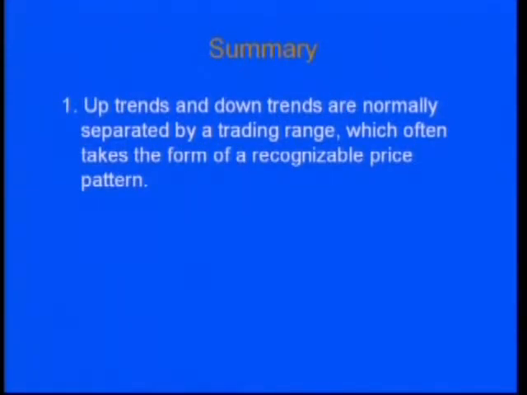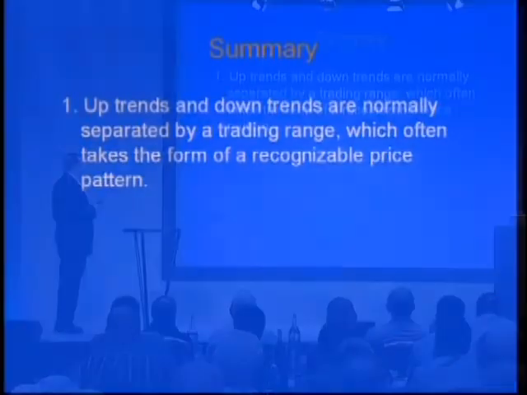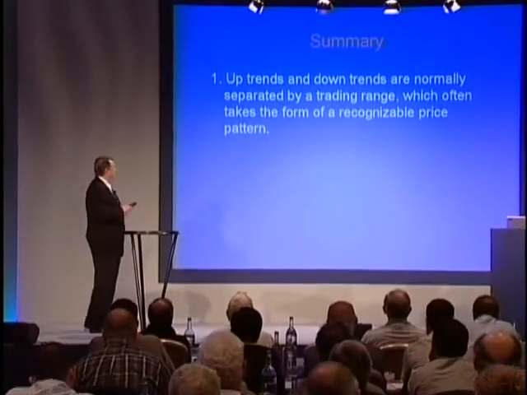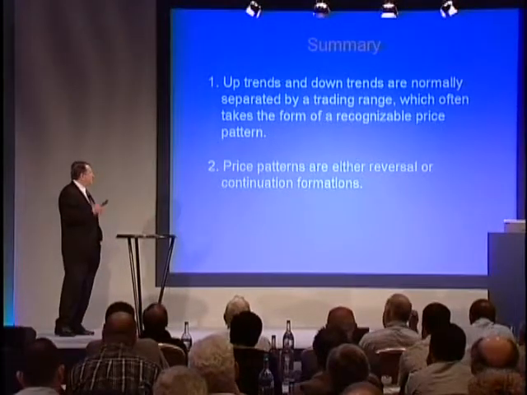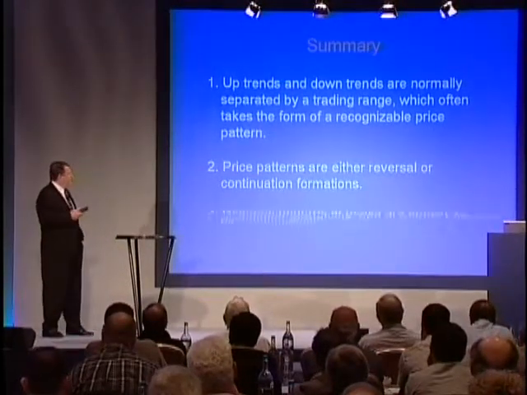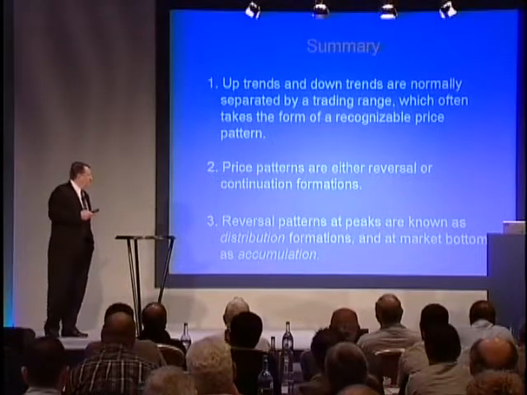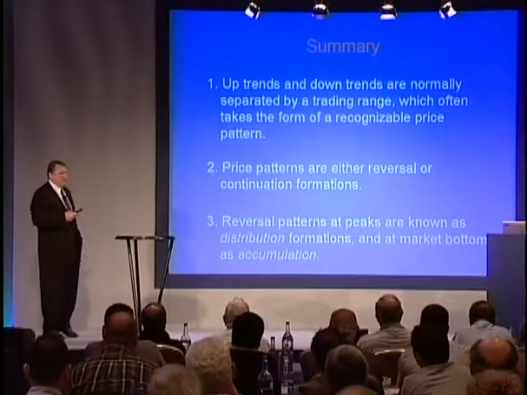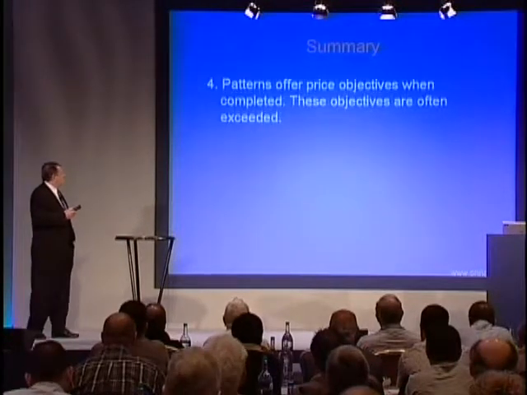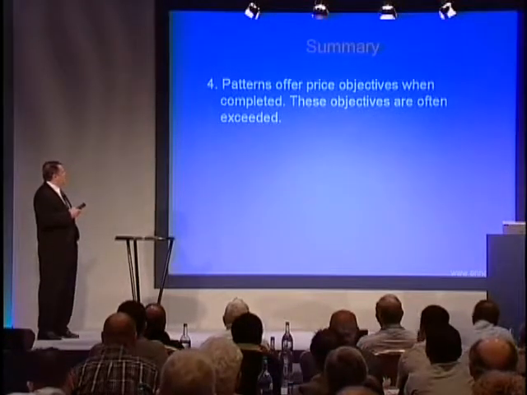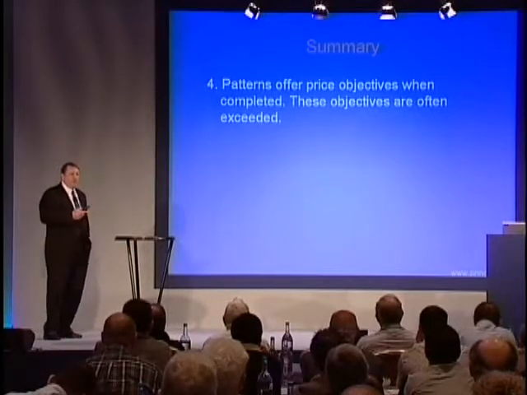So a quick summary of rectangles and price patterns in general. Uptrends and downtrends are normally separated by a trading range, which often takes the form of a recognizable price pattern. Price patterns are either reversal or continuation formations. Reversal patterns at peaks are known as distribution formations. At market bottoms, they're known as accumulation. Patterns offer price objectives when completed, and these objectives are often exceeded.